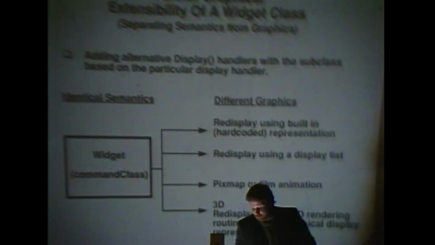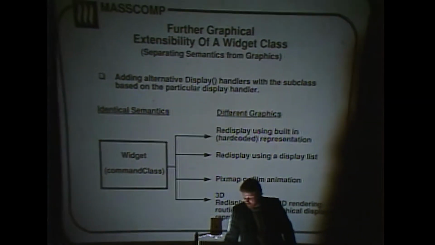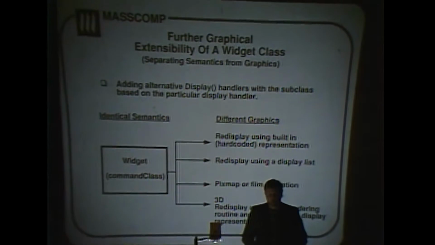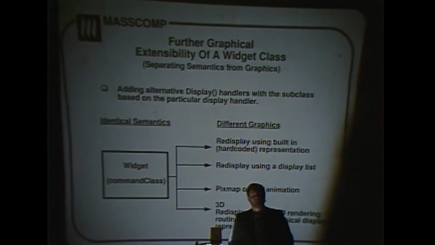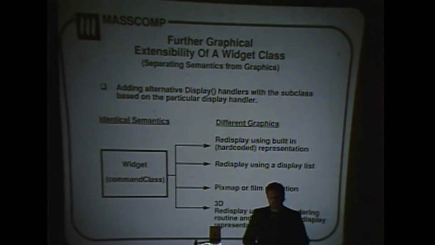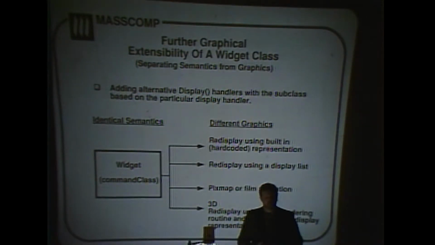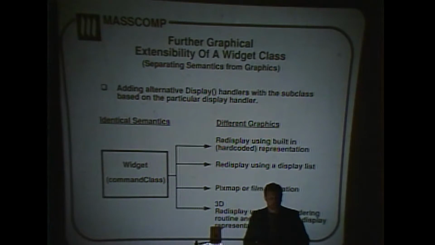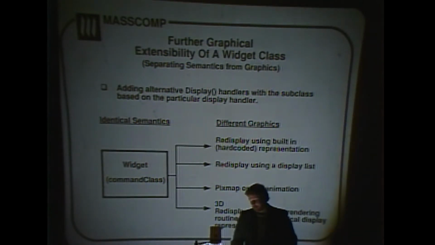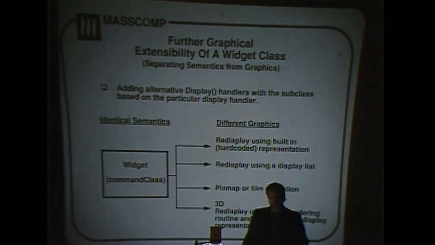And here's a further extension to the generic widget mechanism. That would be a mechanism where the semantics of the widget are the same, but the actual display routine used may be quite different. So you may have a display routine that uses a display list, one that uses pix maps or little film animation, or one that uses a hierarchical 3D representation to store it. It would be nice if the application didn't have to really understand these things, but there was an easy way to swap them out if the user or the application user interface developer desired.